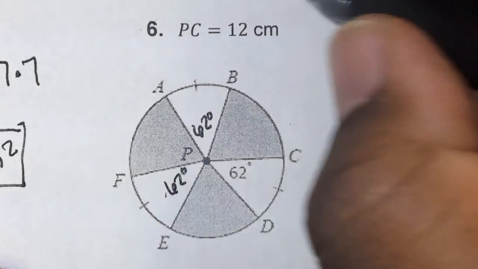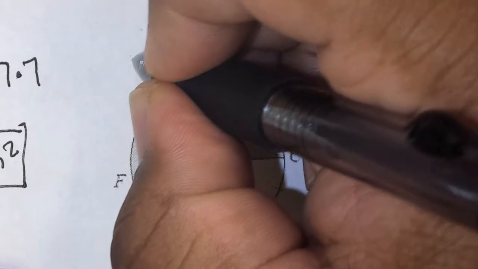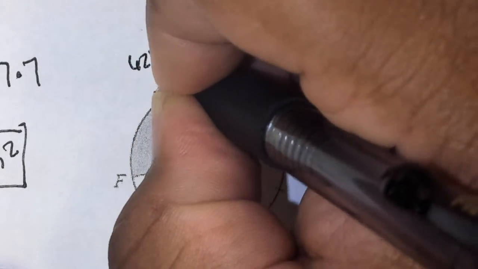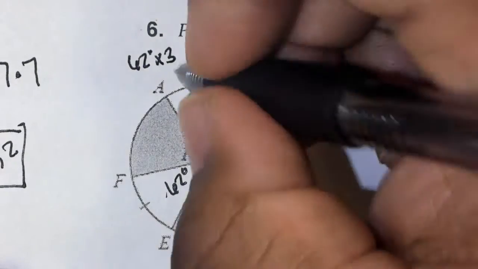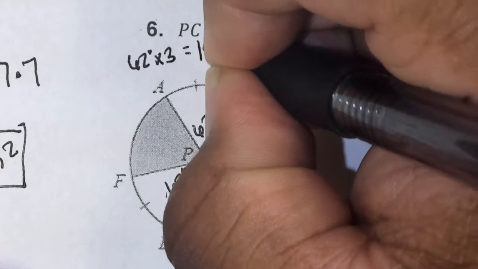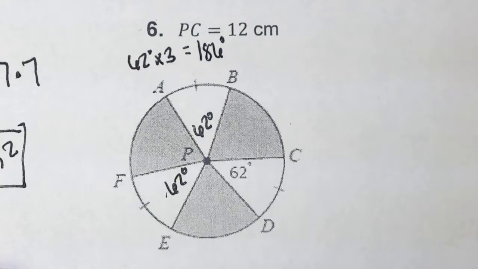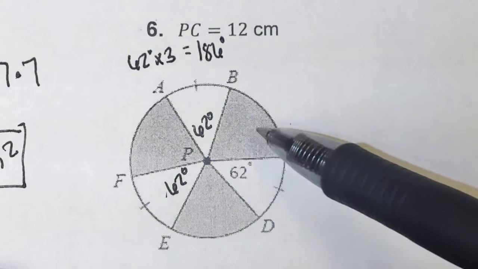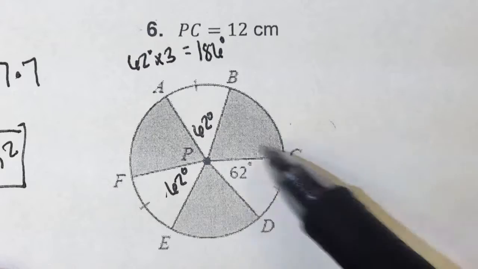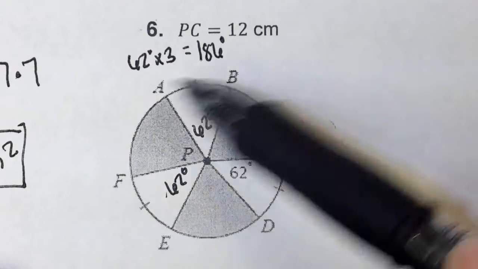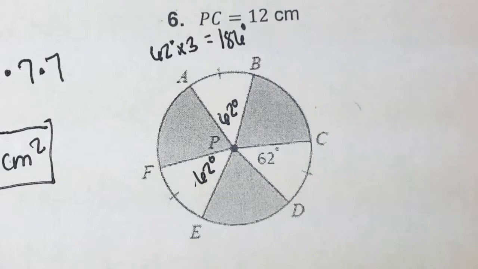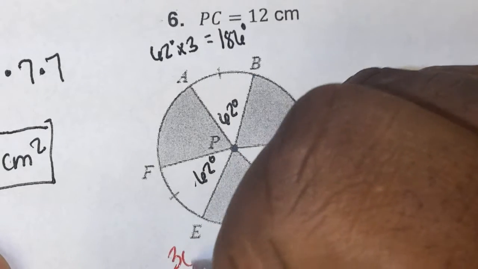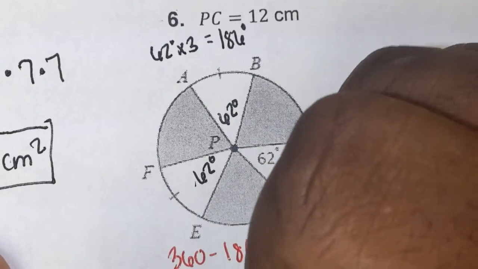What I think you were trying to say before you went all left: 62 degrees times 3 will tell you the area that you don't need, which is 186. But then from there, to figure out the shaded region that you do need, you could just subtract that from 360, because a full circle equals 360 anyway. So 360 minus 186.